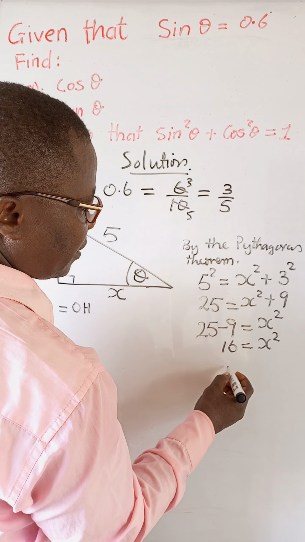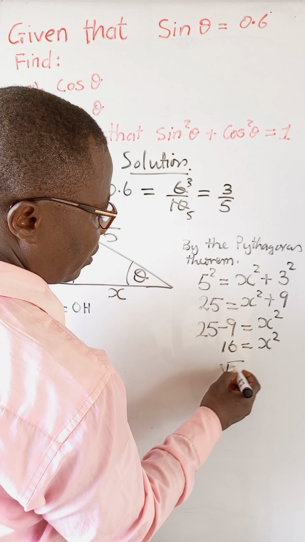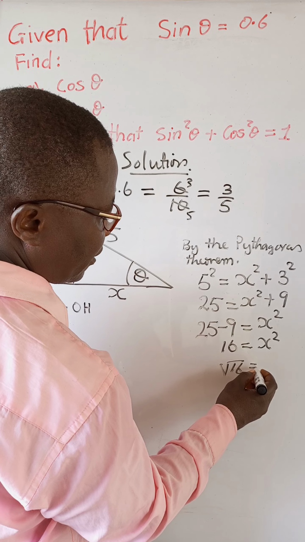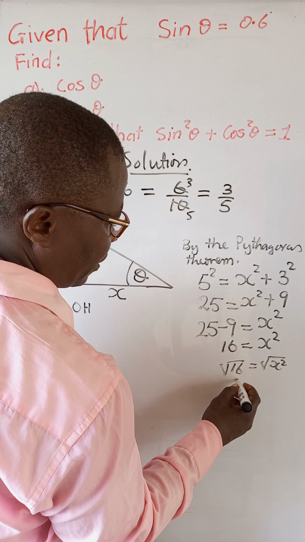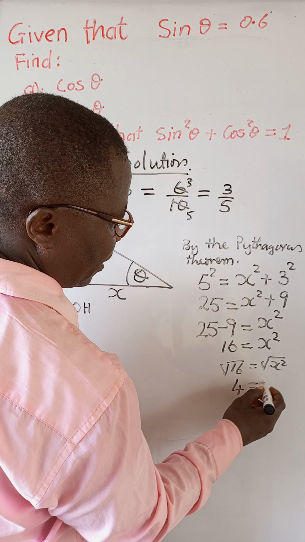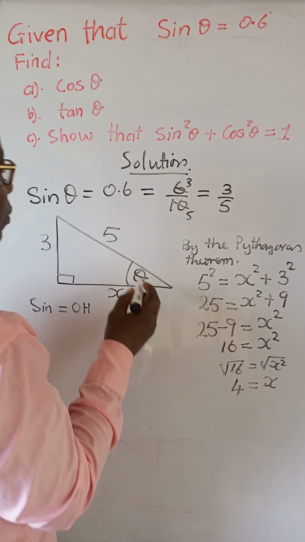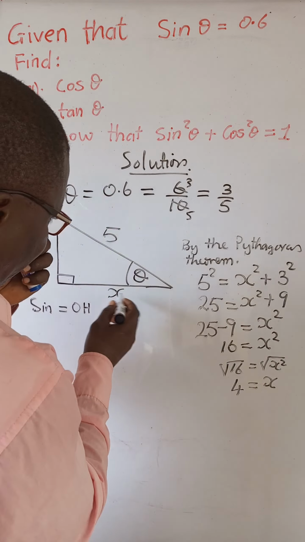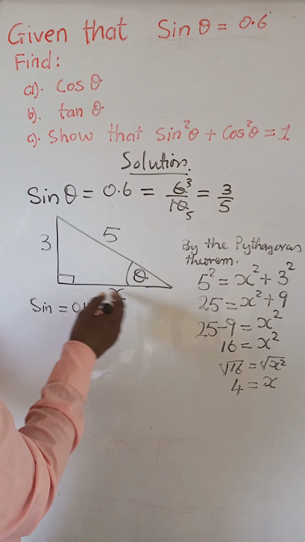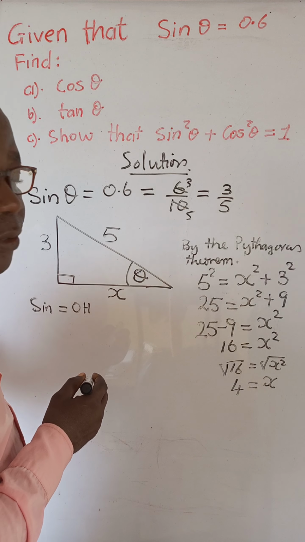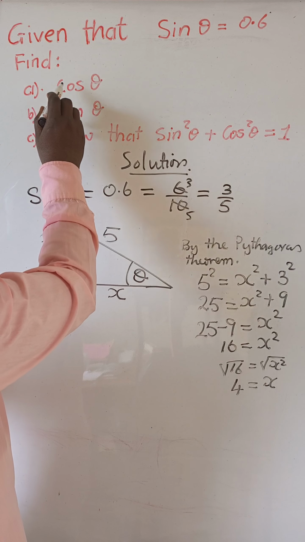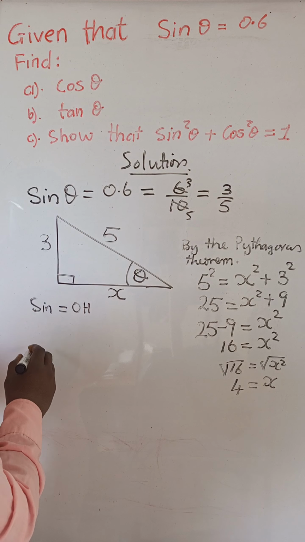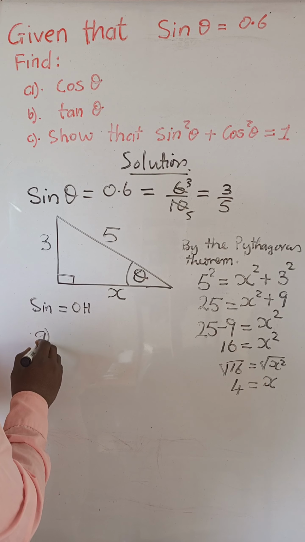And so to have x, we simply take the square root of both sides. Okay, from whence we now say that x is 4. So this third side is of length 4. Now that we know all the 3 sides of this right angle triangle, we can now find the cosine and the tangent.